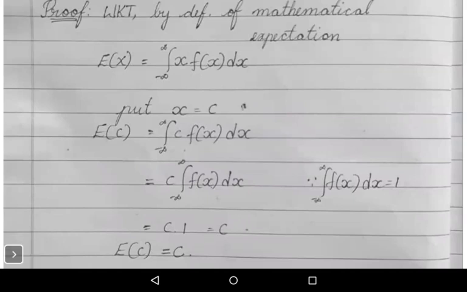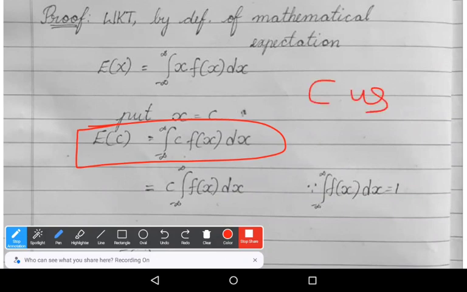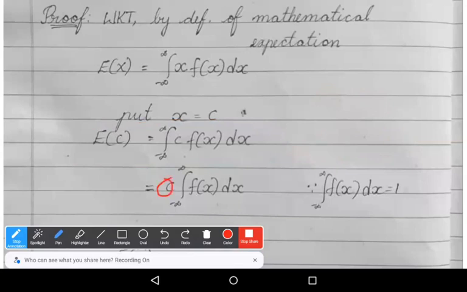Then you get expectation of C is equal to integral minus infinity to plus infinity C into f of X dx, where C is a constant. C is constant. It does not influence our integration. So write it outside the integration. So that is C integral minus infinity to plus infinity f of X dx.